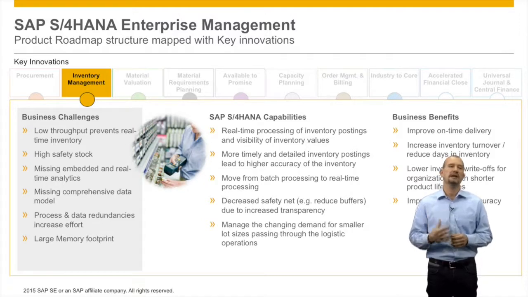That leads to more timely and detailed inventory postings, leading to a higher accuracy of the inventory. It decreases the safety net, for example, reducing the buffers due to increased transparency, and there's of course more. And it will result in tangible business benefits, like improving on-time delivery, increasing inventory turnover and reducing days in inventory, and of course lowering the inventory write-offs for organizations with shorter product life cycles.